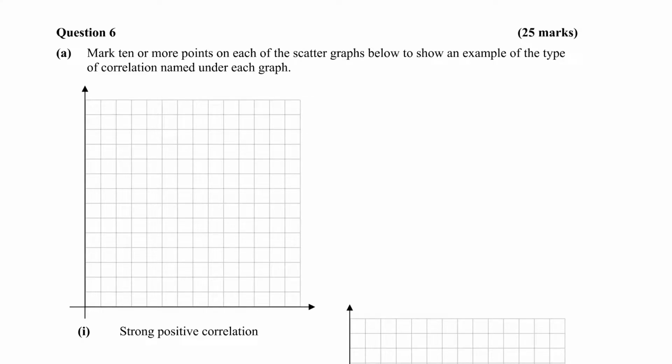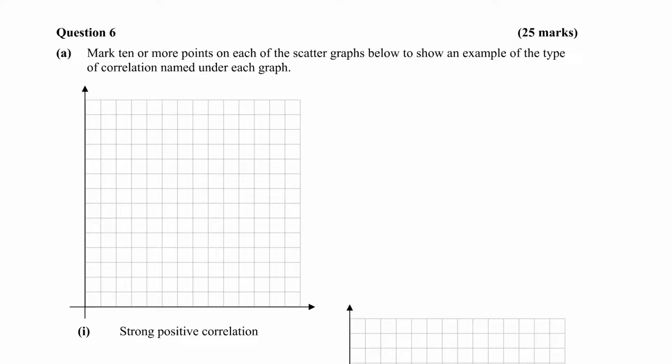Okay, so we'll start there with the 2015 Leaving Cert Ordinary Level Paper 2 question 6. Mark 10 or more points in each of the scattered graphs below to show an example of each type of correlation named under each graph. So they want a positive correlation here. So they want us to give 10 or more points.